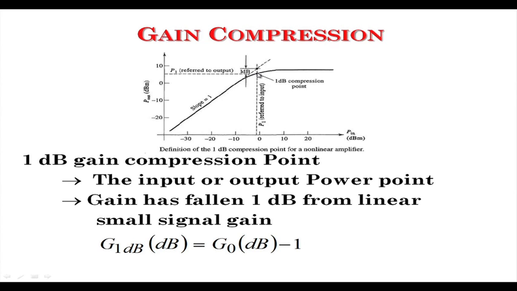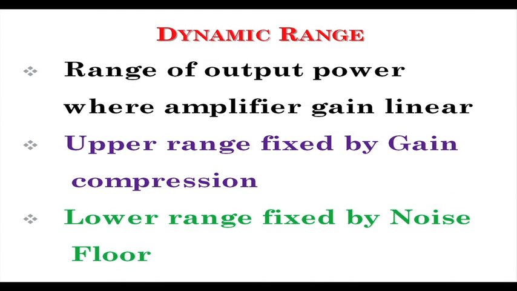So, from this 1 dB gain compression point to the minimum usable level, I will say that range is called the dynamic range of any amplifier or any two port network. It is a very useful thing. It is the range of output power. Here I am saying it in terms of output power, but dynamic range is also defined in terms of input power. So, it is the range of output power where amplifier gain is linear.